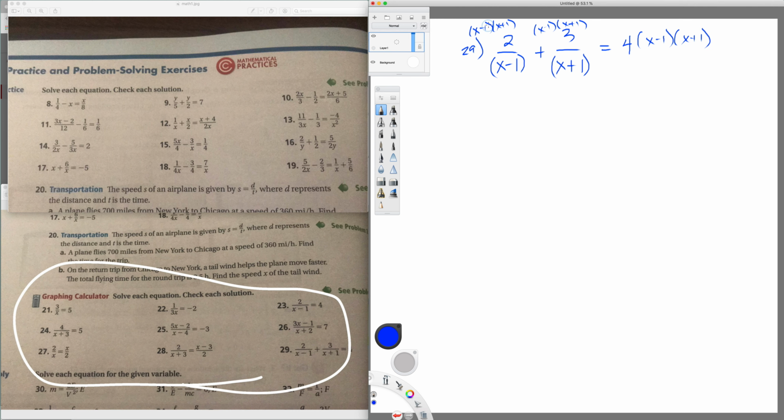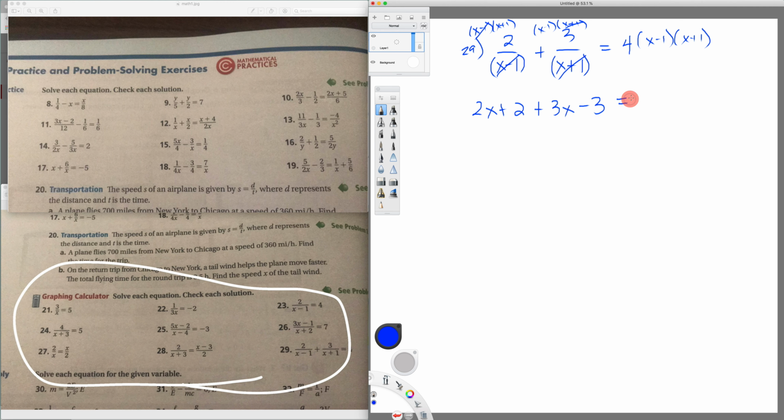And on the first one, the x minus 1s are going to cancel. So this 2 gets multiplied by an x and a 1. So it's going to be a 2x plus 2. On this second piece, the x plus 1s are going to cancel. So this 3 gets multiplied by the x and the negative 1. And we get plus 3x minus 3.